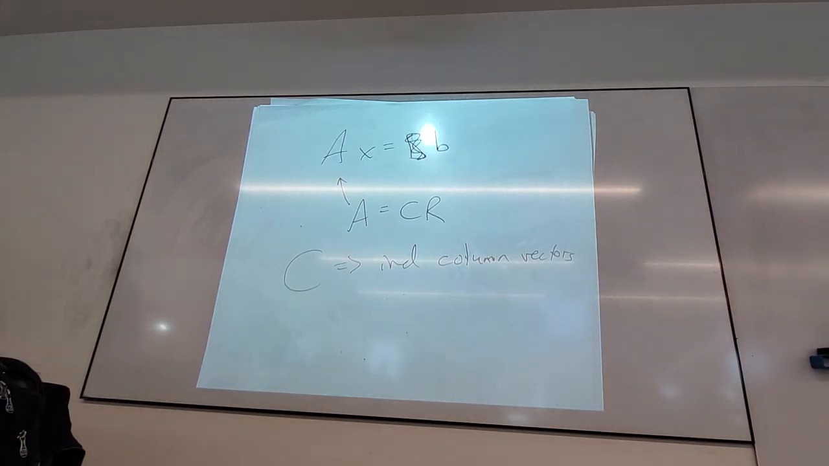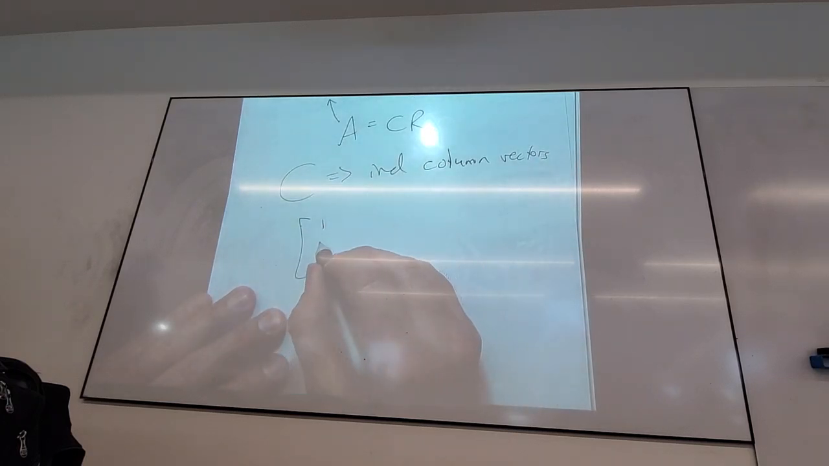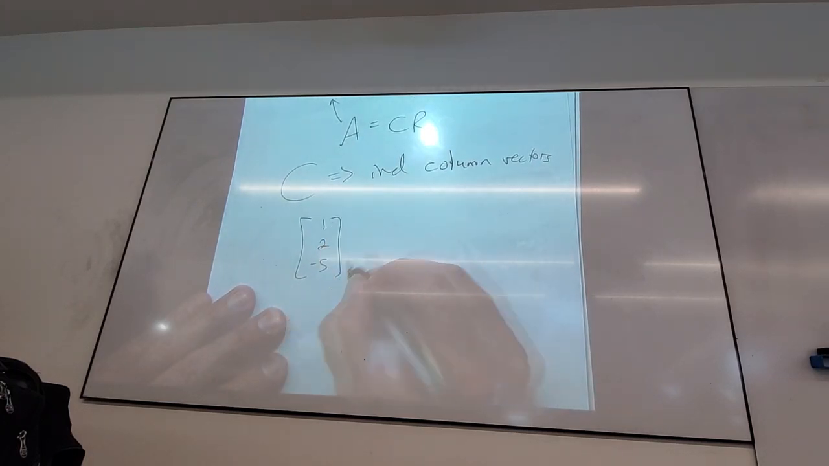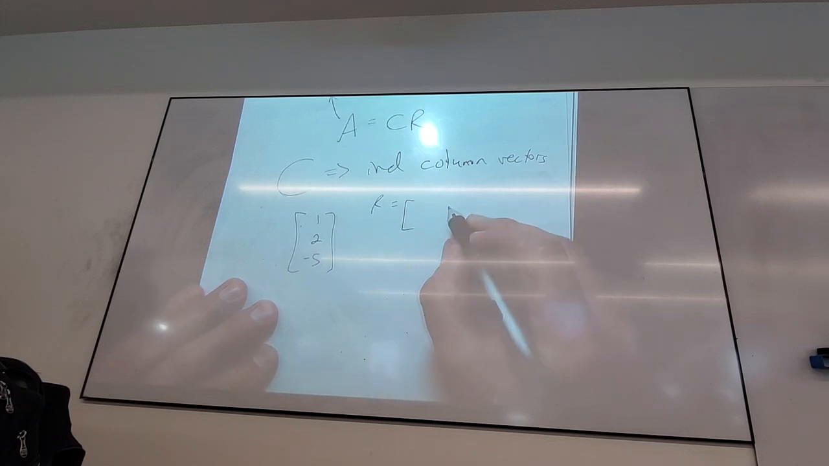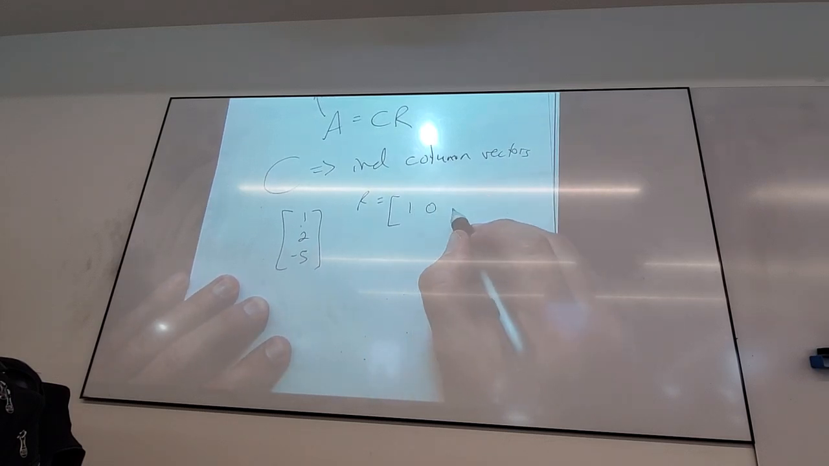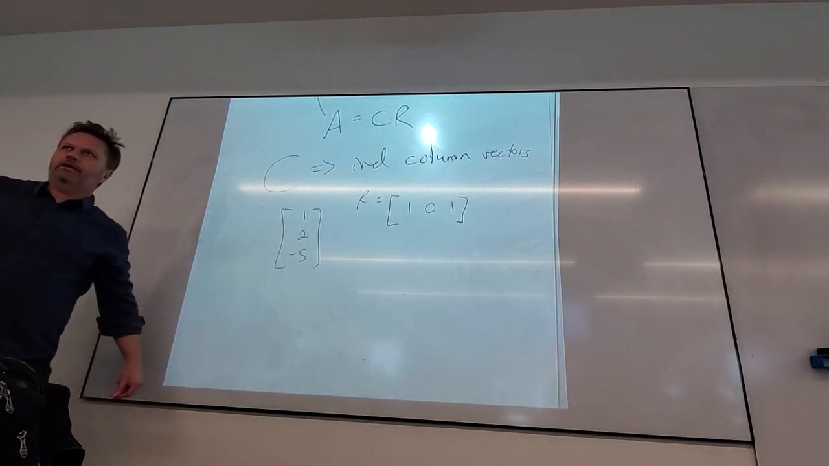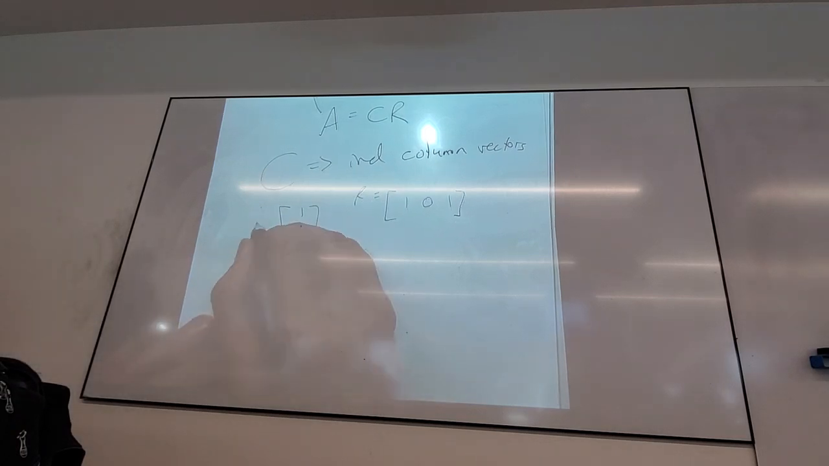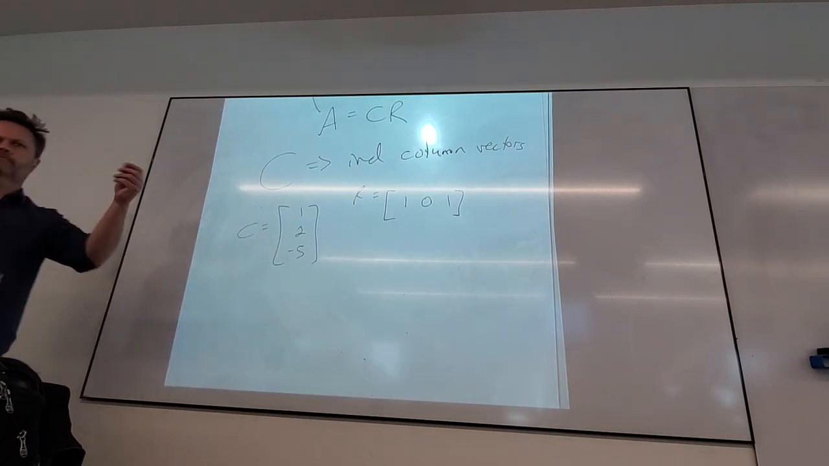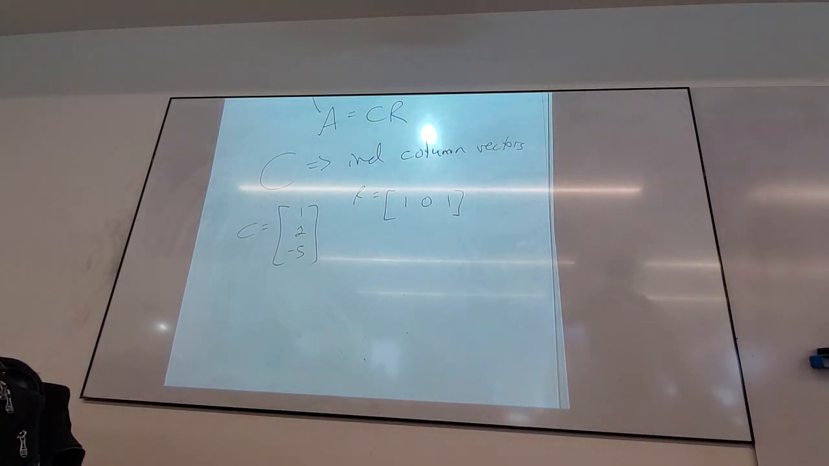All right, so let's say that I have C is 1, 2, -5, and R is, what do you got, Jeff? 1, 0, 1. Yep. What's the rank of A? 1. Of course it's 1, because what's the rank of A mean?